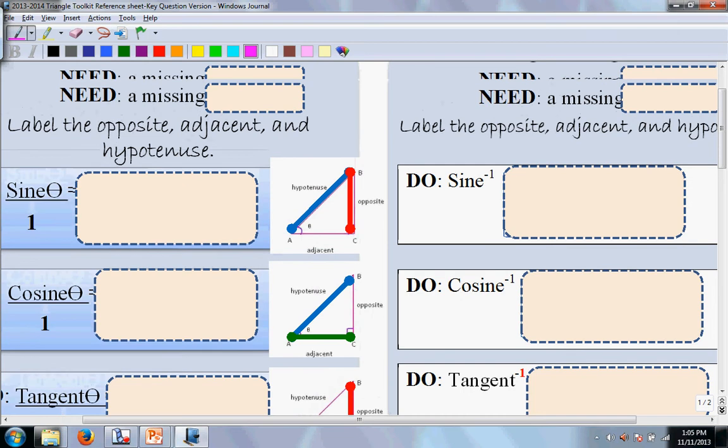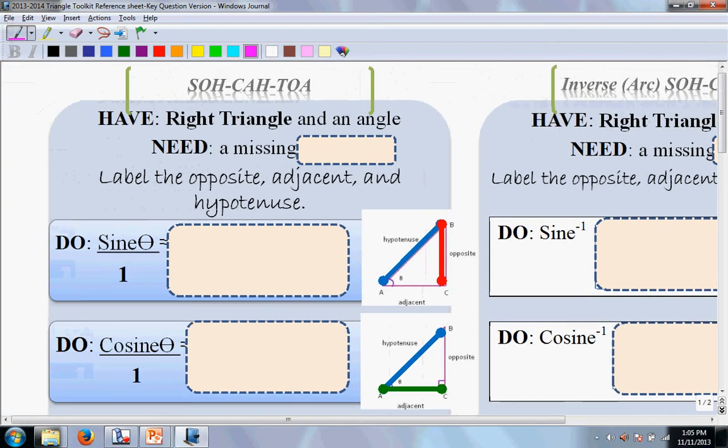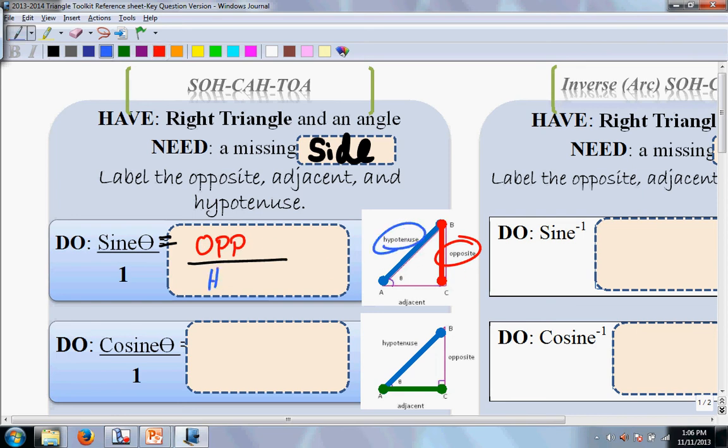So taking a look here on the left-hand side, let's do the original SOHCAHTOA. So we use SOHCAHTOA when we have a right triangle, and we have an angle, and we need a missing side. We use SOHCAHTOA. And under these circumstances, we use sine of theta over 1 equals, and then sine is going to be the opposite over the hypotenuse.